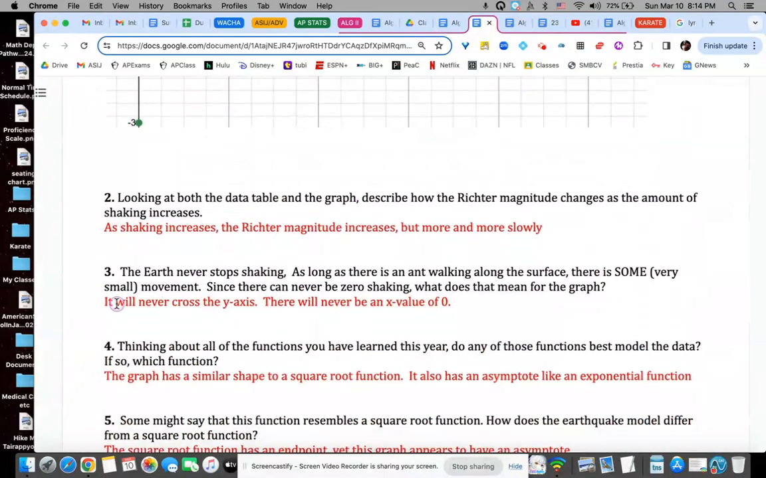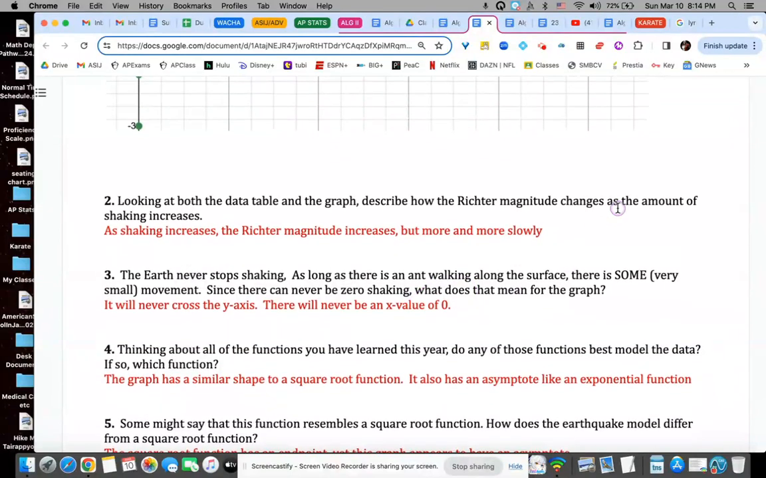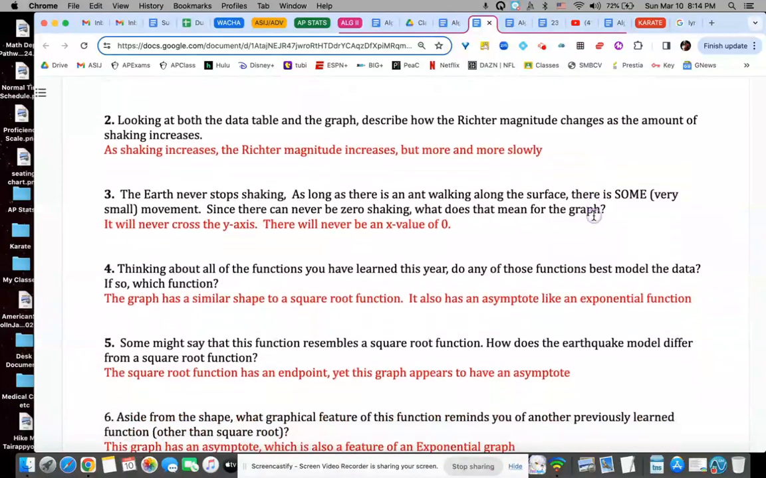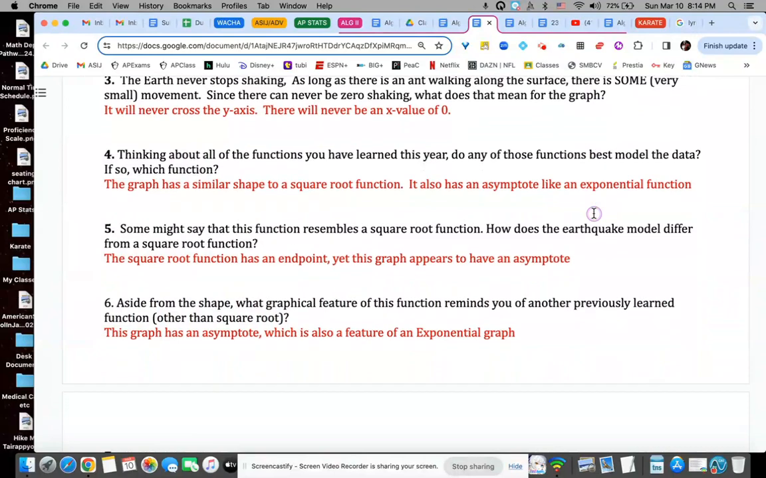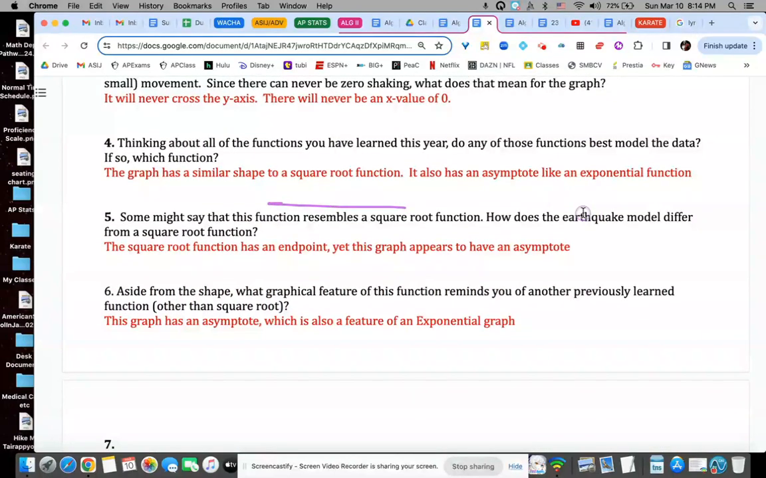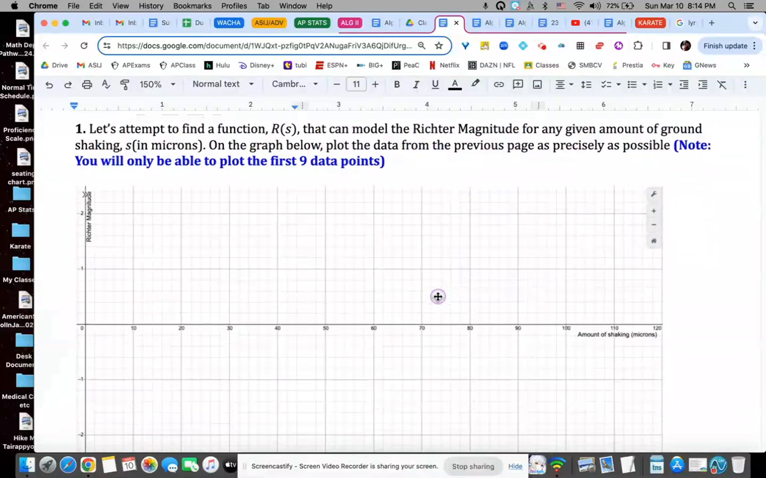All right, so that's number 3, right? It never crosses the y-axis. You'll never get an x value of 0. It doesn't make any sense because of that asymptote idea, right? It looks kind of like a square root, doesn't it? It's not, but it kind of looks like that idea, right? So hopefully you've gone through all this. Let me go back to the original here.